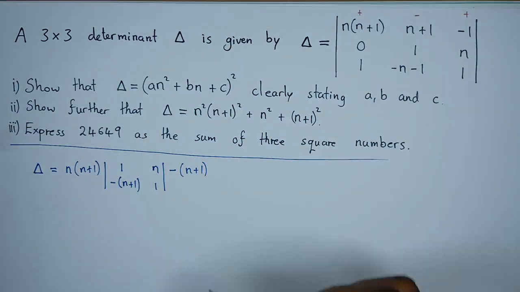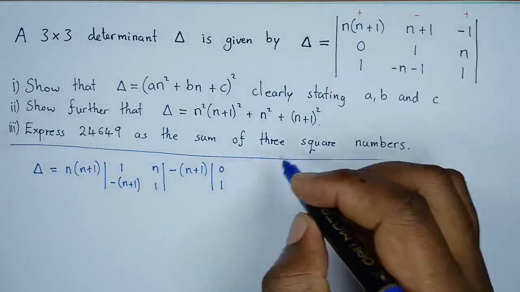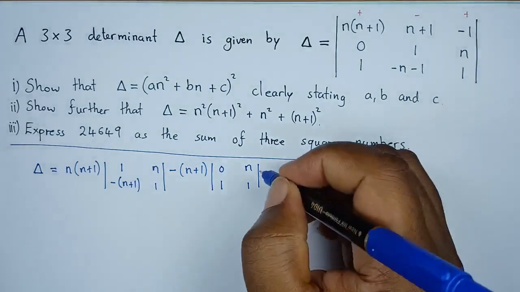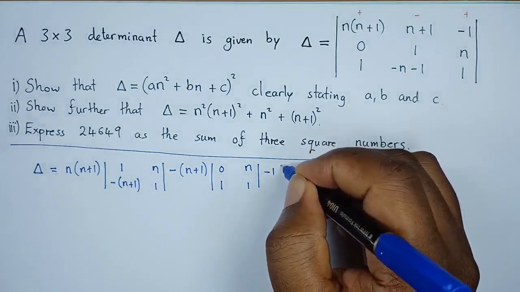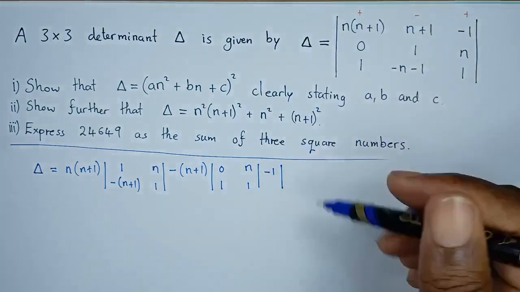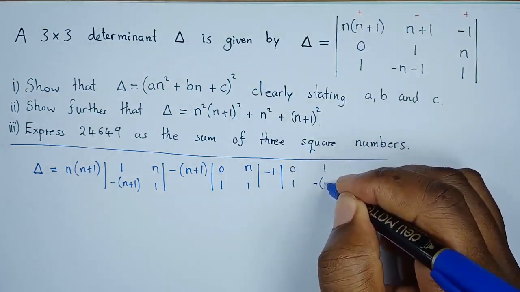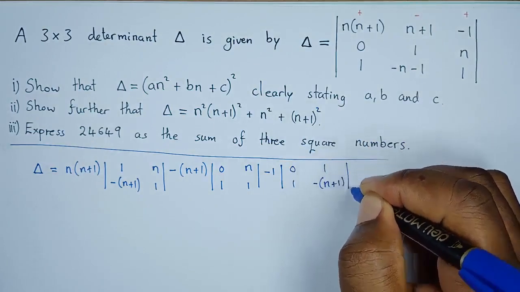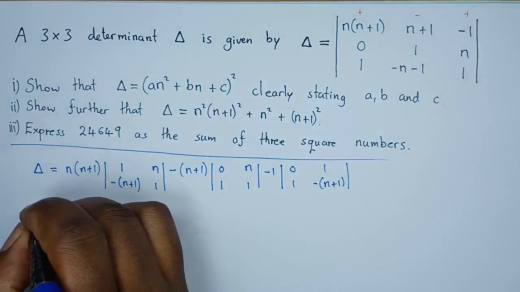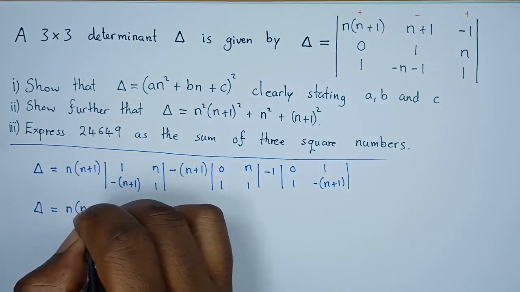Of course, that's how we find the determinant of a 3 by 3. So we'll get 0, 1, the remaining 2 by 2 matrix, and 1, like that. The last one is negative 1. The 2 by 2 formed will be everything except this column and this row. So we get 0, 1, 1, negative n plus 1, like that. Okay. So now this means that our determinant will be equals to n plus 1.